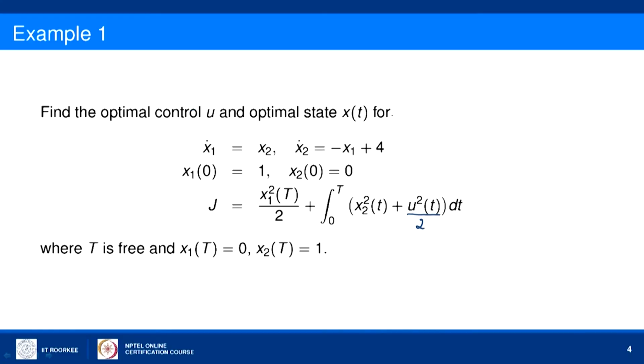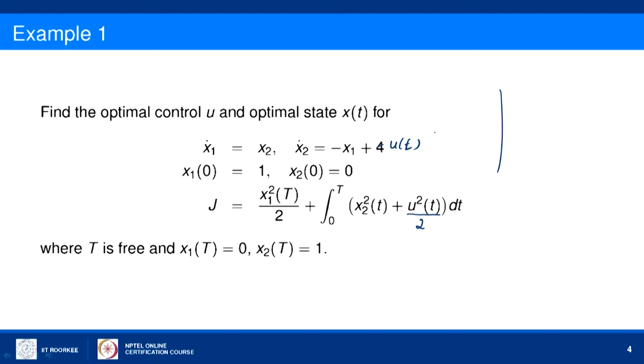Now, we will see the other cases. So, for example, consider the problem x1 dot is x2, x2 dot equal to minus x1 plus u of t, and initial conditions x1 of 0 is 1 and x2 of 0 is 0. This is fixed, and the final time is a variable and the final position is fixed here: x1 of capital T is 0, x2 of capital T is 0.